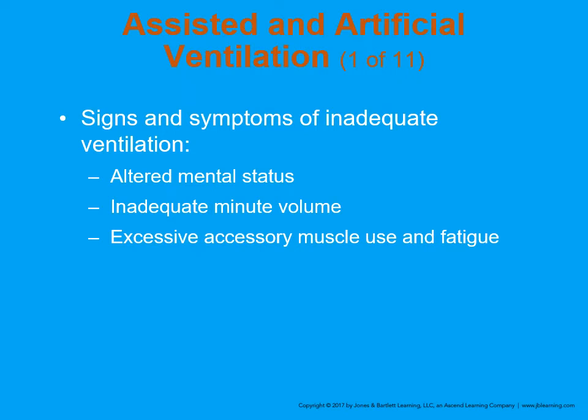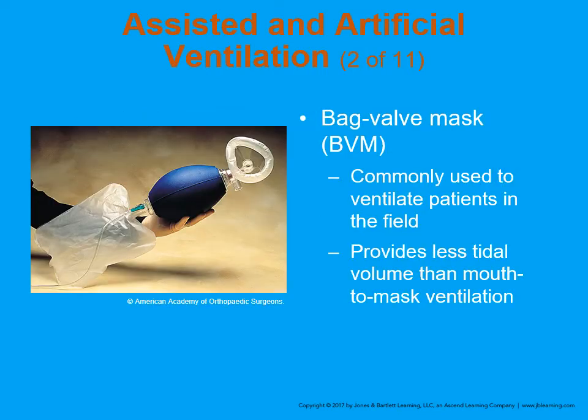Assisted and artificial ventilation. Basic airway and ventilation techniques are extremely effective when administered appropriately. Signs and symptoms of inadequate ventilation include altered mental status, inadequate minute volume, or excessive accessory muscle use and fatigue. A bag valve mask, commonly called a BVM, is the most common method used to ventilate patients in the field. With an oxygen flow rate of 15 liters per minute, a BVM can deliver nearly 100% oxygen.